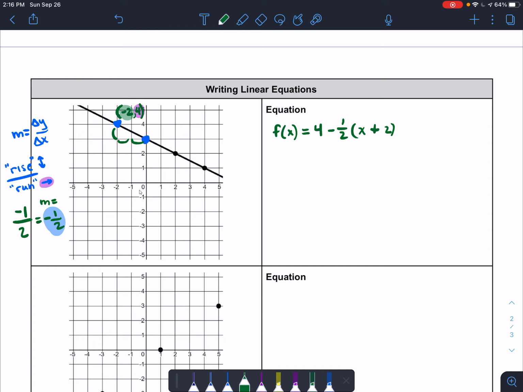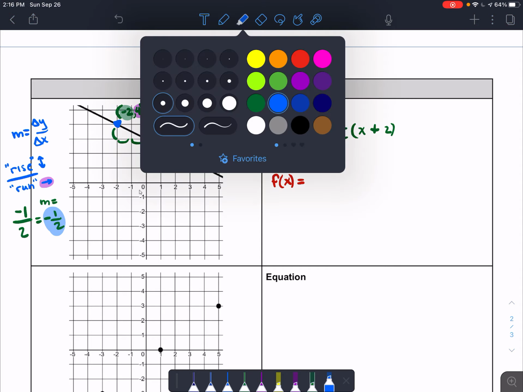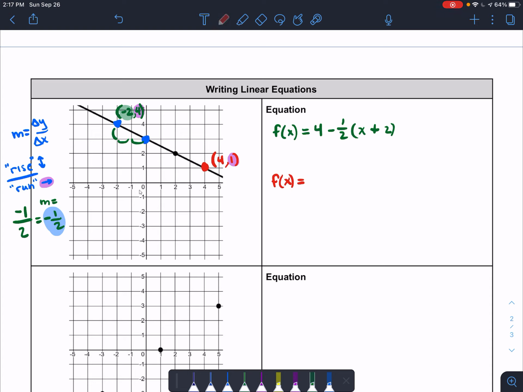Okay. Now, if you remember, I was saying you could pick any point, right? Let's try something different, just to show you what I mean. What if I picked this point instead? This point is at 4, 1. Well, that's okay. We use that point. So f of x equals, what is the y value of that point? Oh, it's 1. So 1. The slope doesn't change. But now my x value of 4 will be subtracted from x.